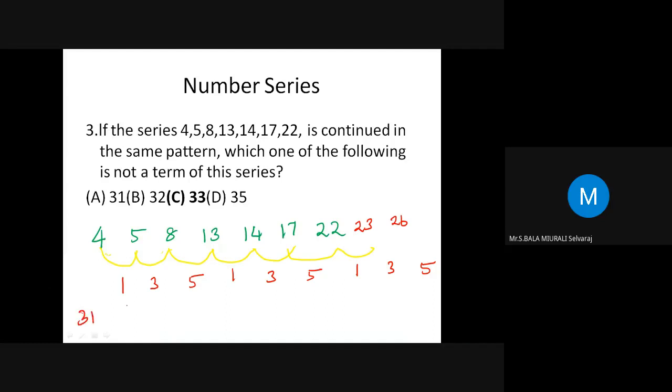31 plus 1 is 32. 32 plus 3 is 35. Stop here. Why? Because the options are limited to 35, stop your calculation at 35. That would be sufficient to answer. They're asking which is the term which is not given in the series. So 33 is the only term which is not given in the series. Got it? This is an odd number series. Clear?